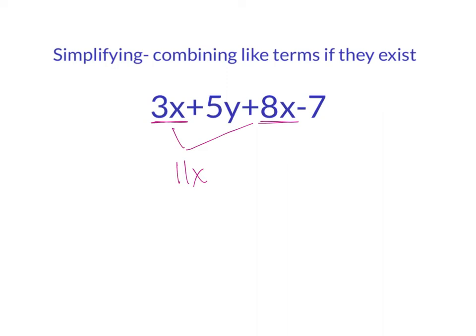Then what you want to be careful about is that you need to drop down anything that you couldn't combine. So we have a 5y and we have a negative 7. We can't combine those with anything because the negative 7 doesn't have a y. So I'm going to drop down the plus 5y.